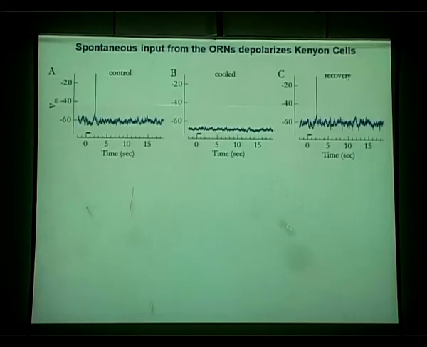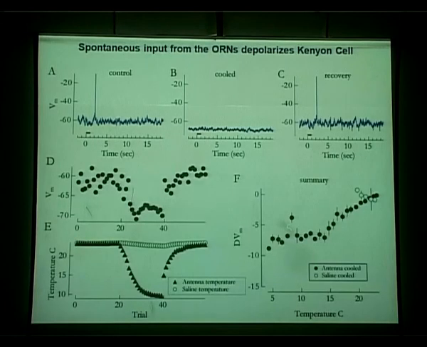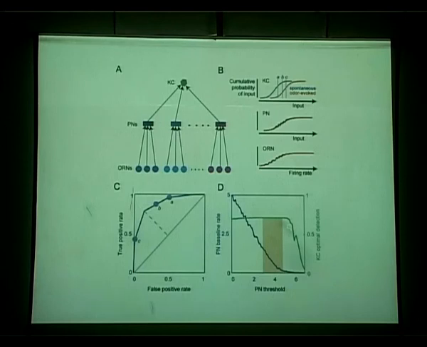The same thing with the Kenyon cell. So you can see the subthreshold reduces, the membrane potential drops by around 5 to 10 millivolt in the cool state, and then recovers back. The odor response vanishes. Yeah. So this is what's happening in the system.